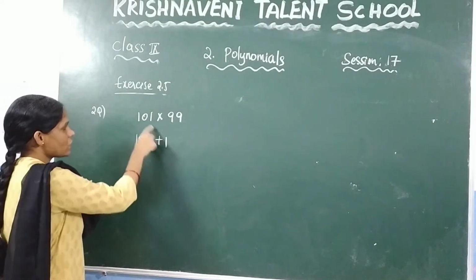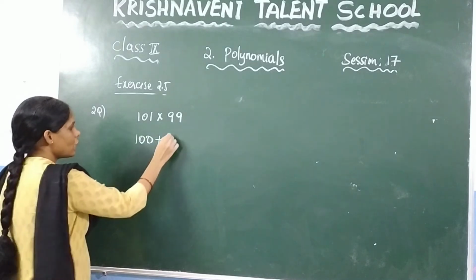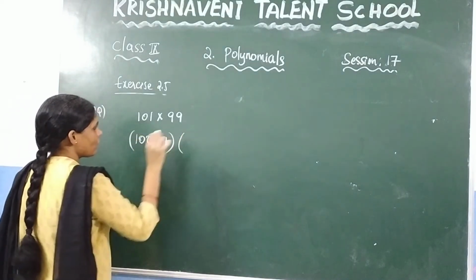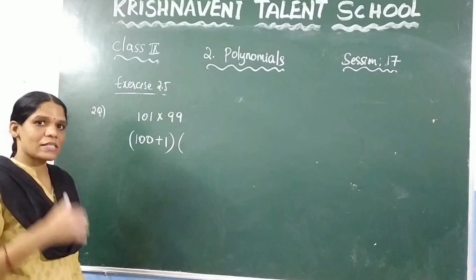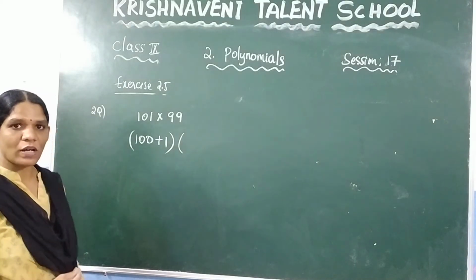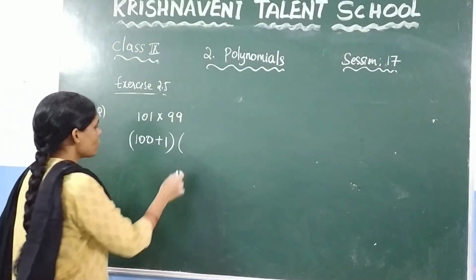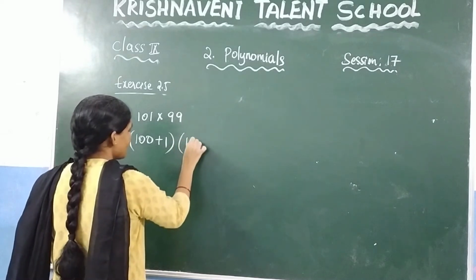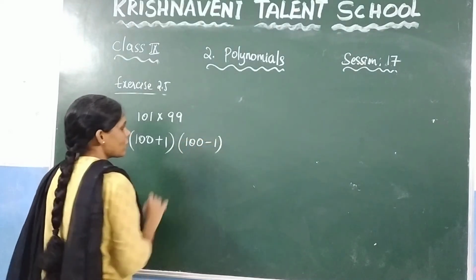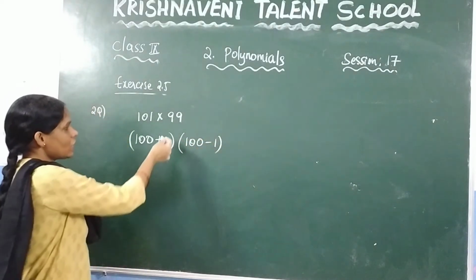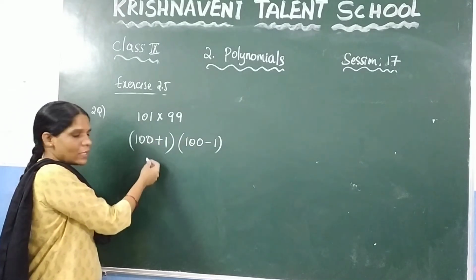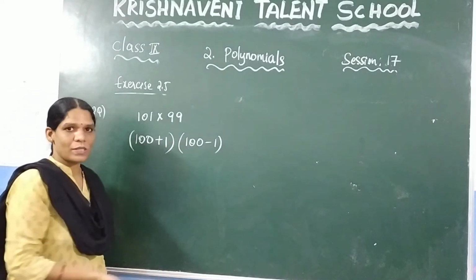You know that 100 plus 1 gives you 101. Now how do you write this 99? You can write 99 as 100 minus 1. What is the value of 100 minus 1? It is 99. So in place of 99 write here 100 minus 1. So we have changed this into the form of the identity (a plus b) into (a minus b).